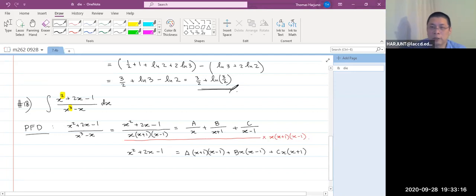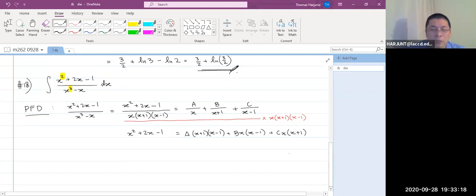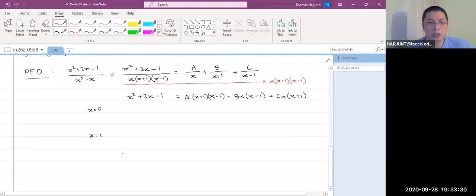Now, with that said, let me ask you to find the value of a, b, c by using the special value method. The first one you can use is when x equals 0, what happens when x equals 1, and when x equals negative 1. Those are the zeros of the denominator. Okay, let me give you maybe 3 minutes for this.